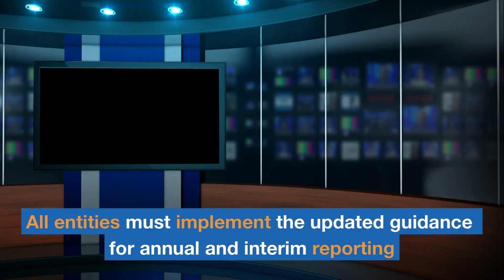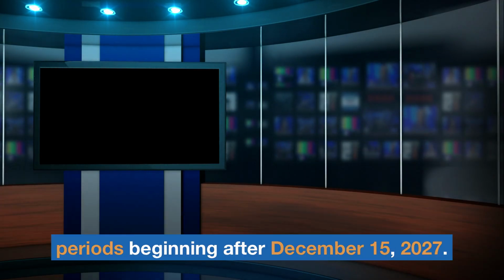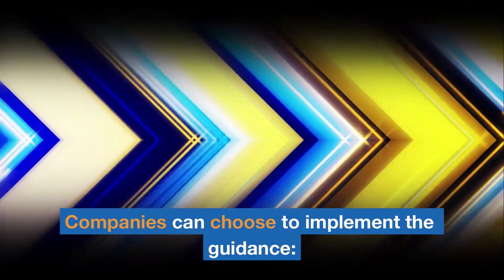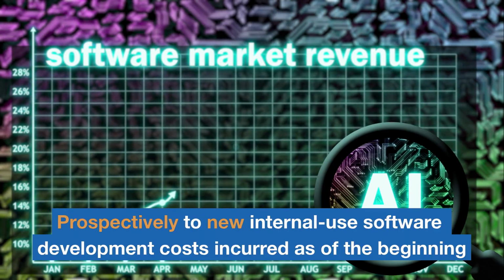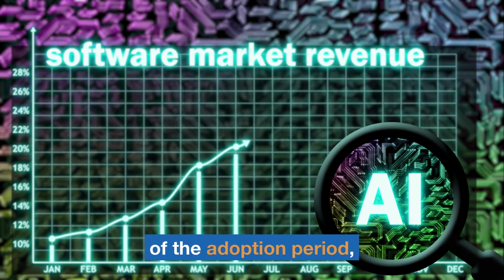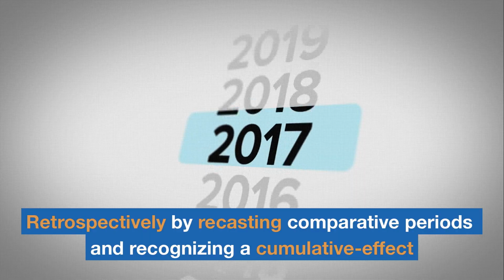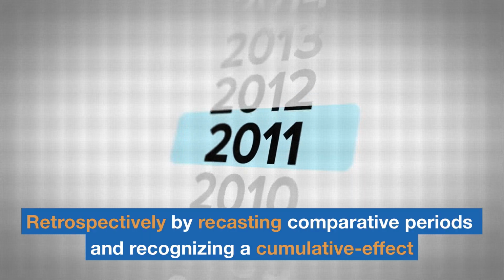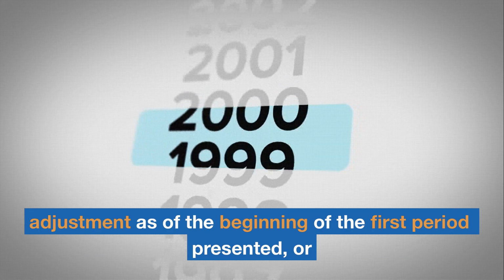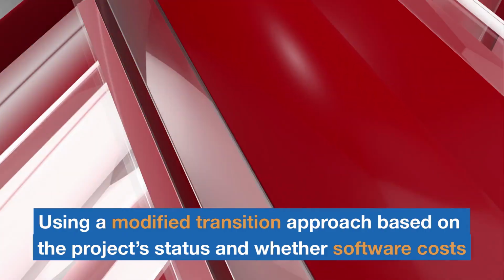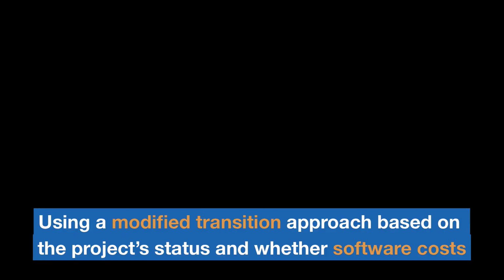All entities must implement the updated guidance for annual and interim reporting periods beginning after December 15, 2027. Companies can choose to implement the guidance prospectively to new internal use software development costs incurred as of the beginning of the adoption period; retrospectively by recasting comparative periods and recognizing a cumulative effect adjustment as of the beginning of the first period presented; or using a modified transition approach based on the project's status and whether software costs were capitalized before the date of adoption.